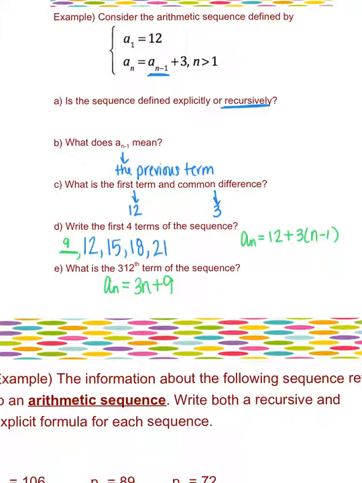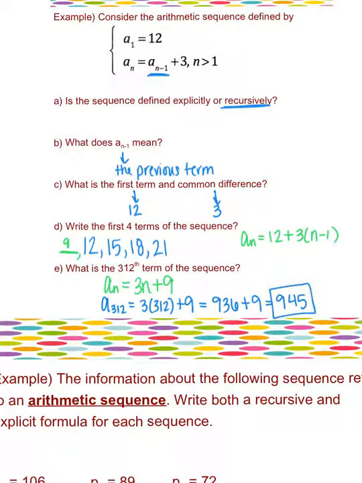Now to find the 312th term, I'm going to do a sub 312, meaning I plug in 312 for n, and then I add my 9. So when I do that, 3 times 312 will be 936 plus a 9, and then 936 plus the 9 will be 945.